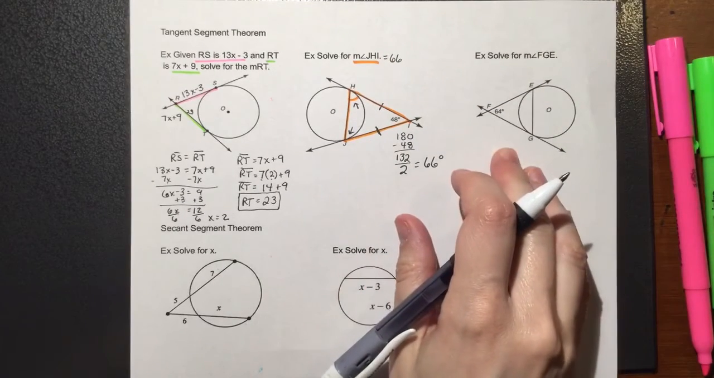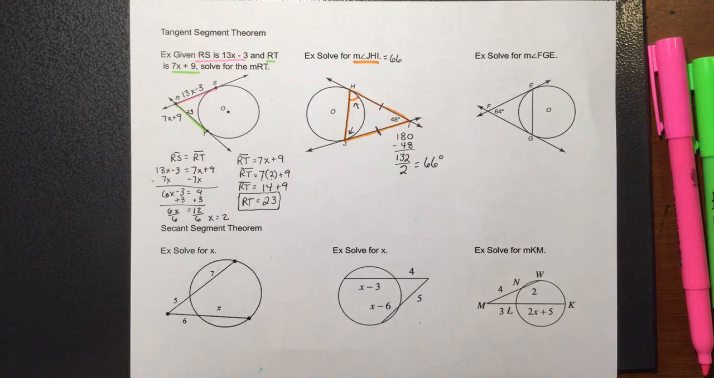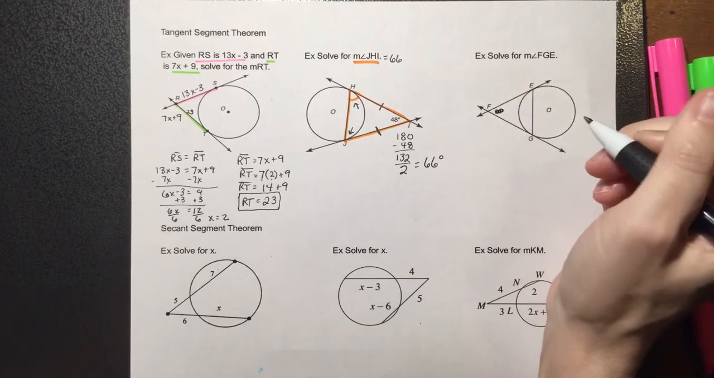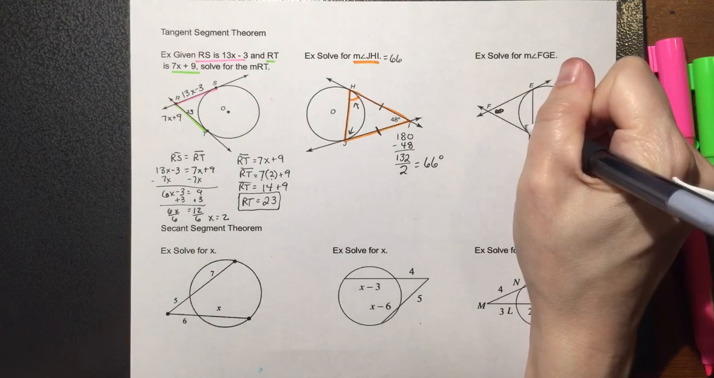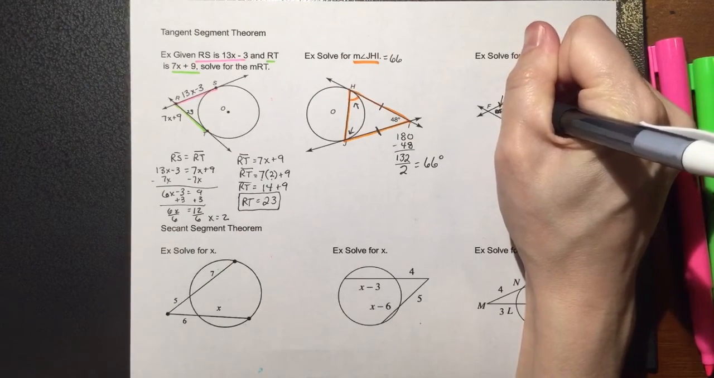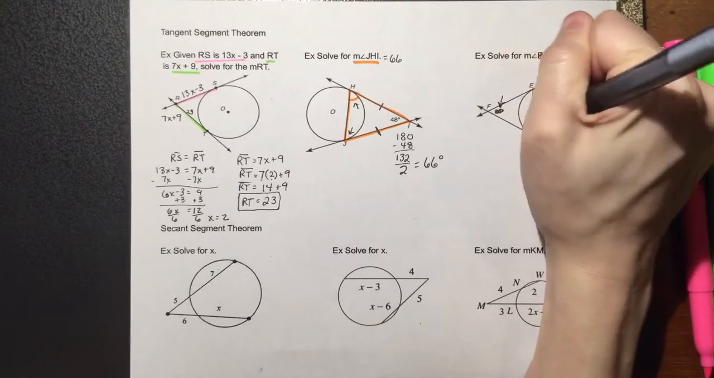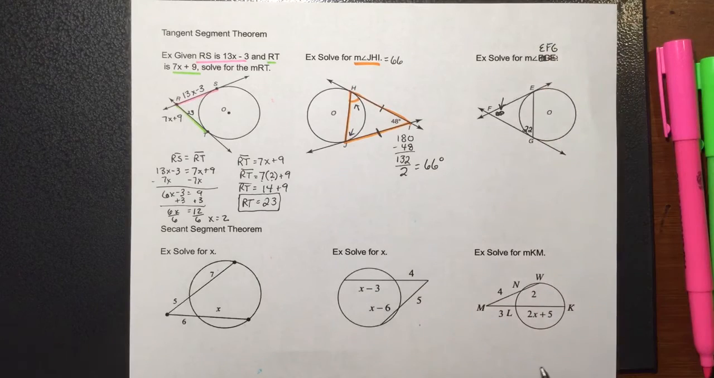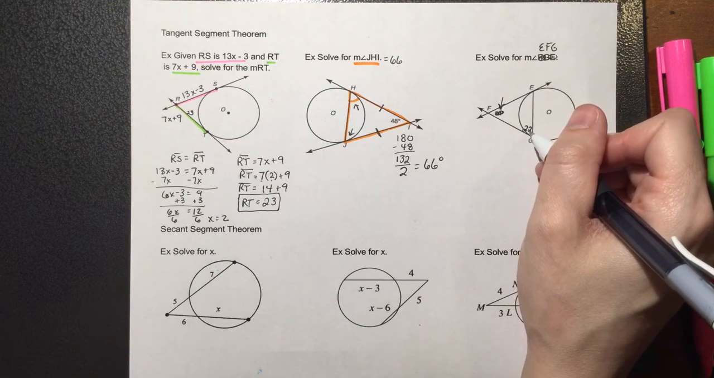And then they could ask you to do the same exact idea, just, oh, that's not a different example. Oh, dang it. Let's go with this one, which is 22. And they want us to find that angle right there. So we're going to make this one EFG. And they gave us angle G is 22.